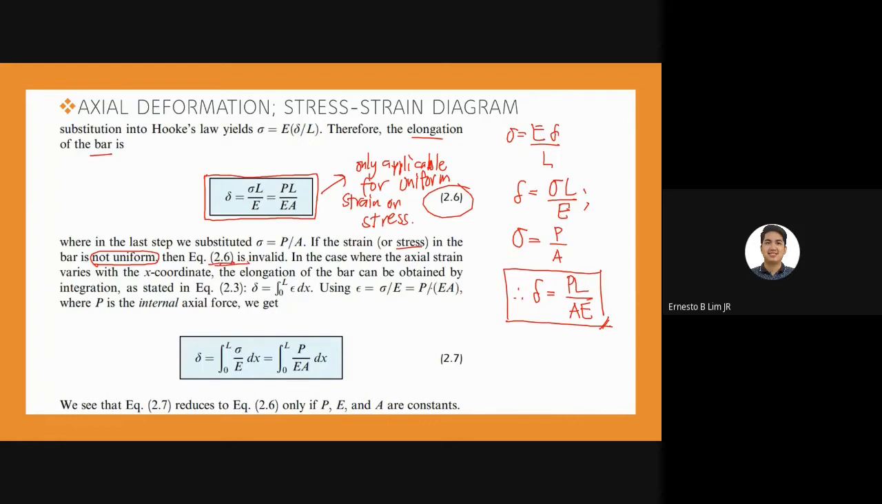So in this case, where the axial strain varies with the x coordinate, the elongation of the bar can be obtained by integration. Due to the non-uniformity of stress or strain, we could simply integrate the formula. So we have elongation is equal to the integral of 0 to L of stress over E times dx, or we can also write the integral of 0 to L of P over E A times dx. I think P is constant, the same with E. So maybe A. No, A should be a function of x, since the differential here is dx.